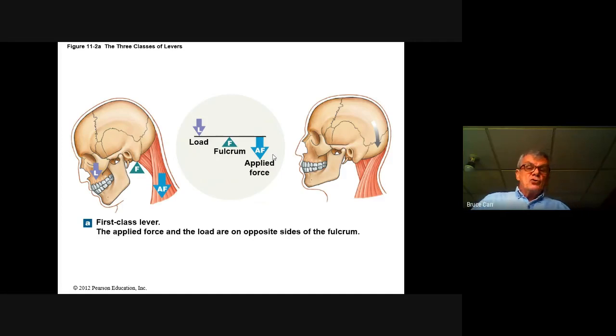So we have a muscle that's attached back here along the scapula and the spine that is attached to the back of the occipital bone behind the fulcrum. By contracting that muscle, it draws our head up to a level position and presents our eyes and face to the world in front of us. A first-class lever.